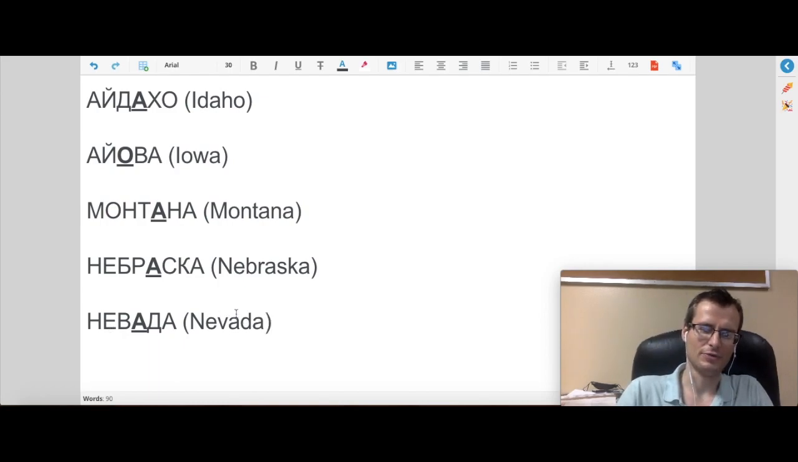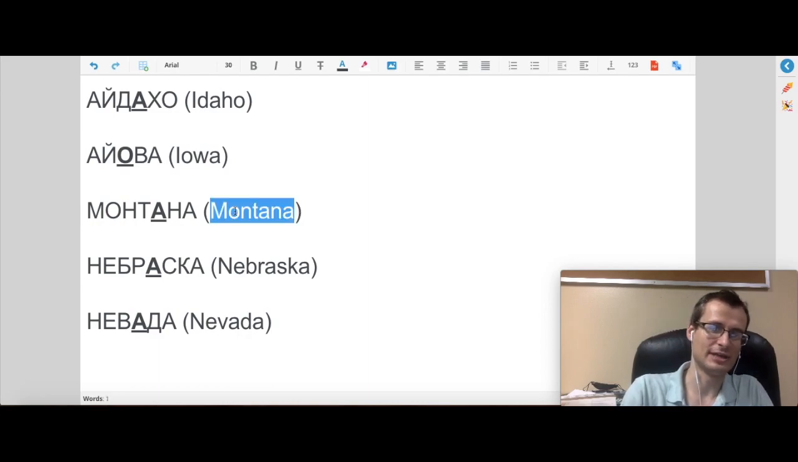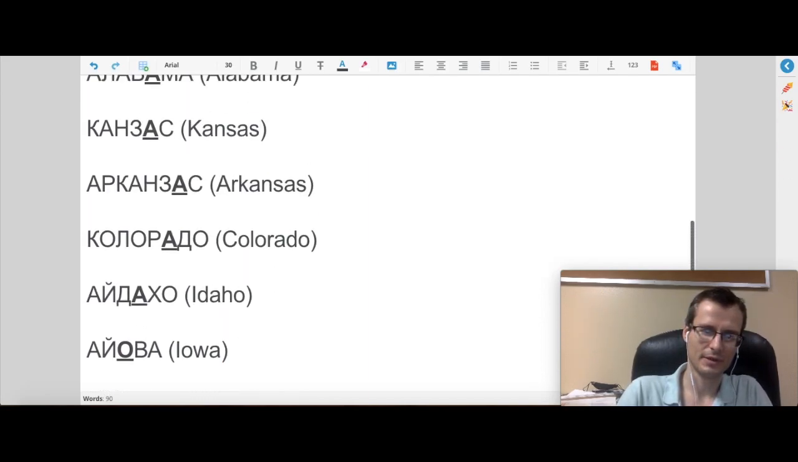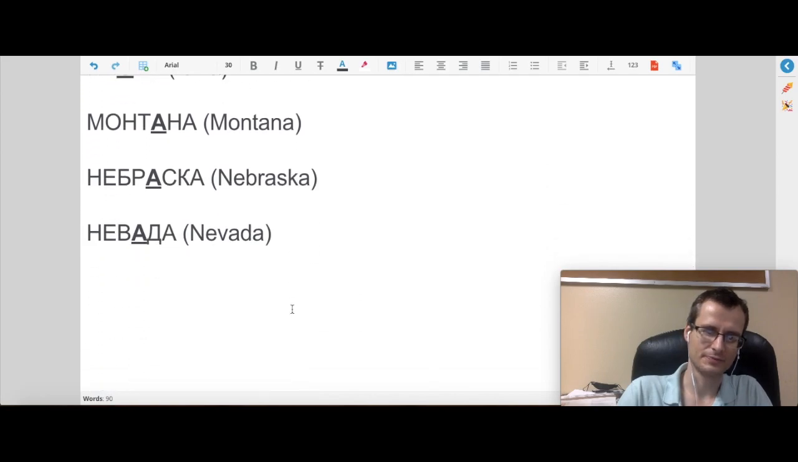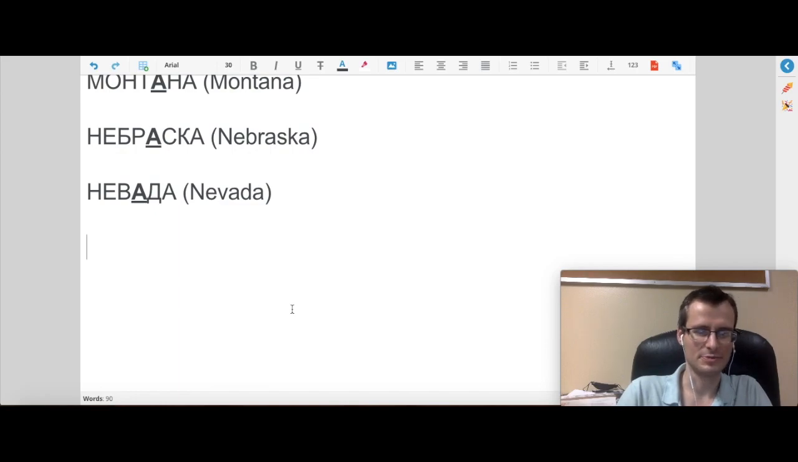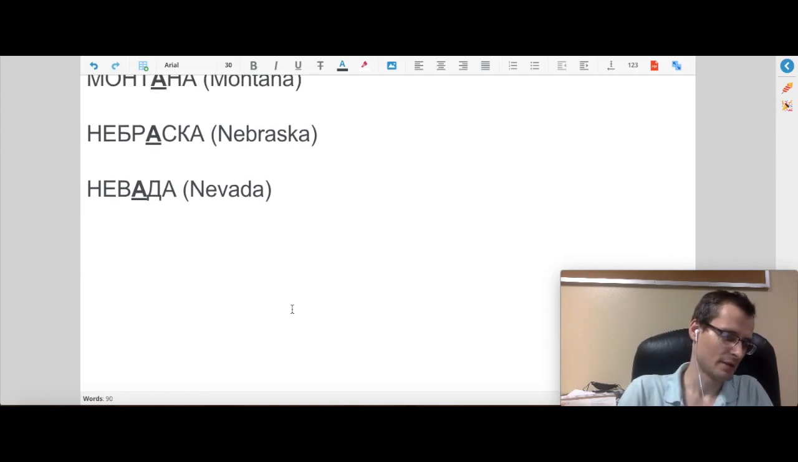Very pretty names, by the way, right? A lot of them are Hispanic. They come from Spanish. Nevada, I think, means snowy. And then Montana means mountainous. Some of them come from Native American names. So yeah, very pretty. Okay, next one.